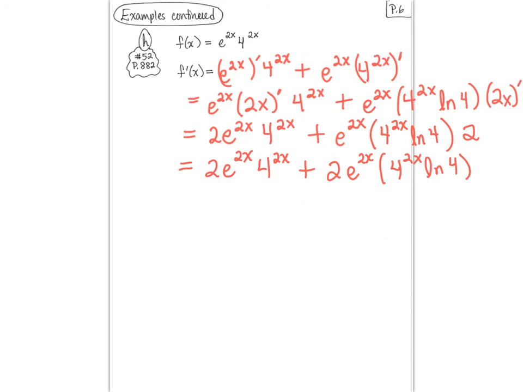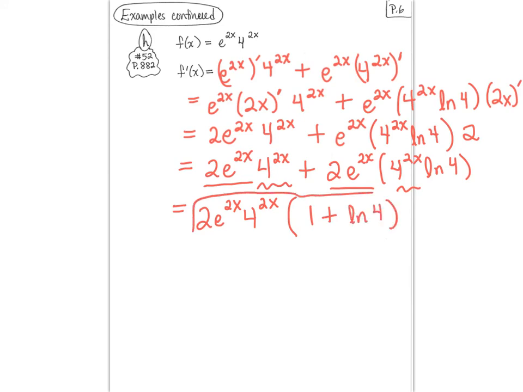And if you notice, there's a 2e to the 2x there and here, and there's a 4 to the 2x here and here. So we can factor that out, and we would have 2e to the 2x times 4 to the 2x. But if you factor it out, that leaves a 1. And then we'll have plus the natural log of 4. And this would be our final answer. That's section 11.5, derivatives of exponential functions and logarithmic functions.